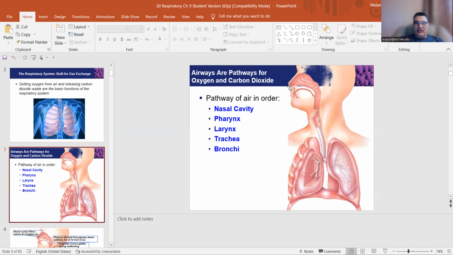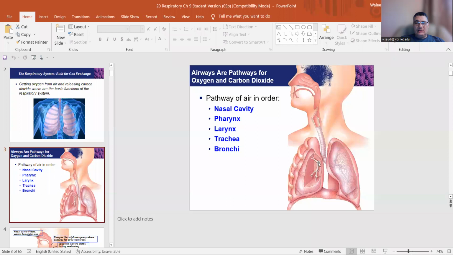So when we breathe, the air enters through the nose, goes to the nasopharynx, oropharynx, and then it goes to this, which is called the larynx. After the larynx, which is this top part right here, comes the trachea or the windpipe. The larynx is also called the voice box. The trachea, which is this one right here, this wide tube, is called the windpipe.